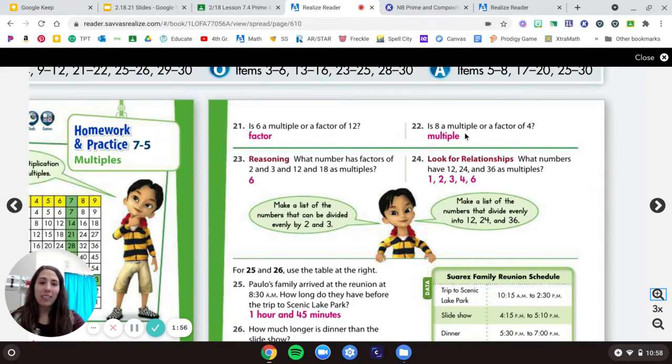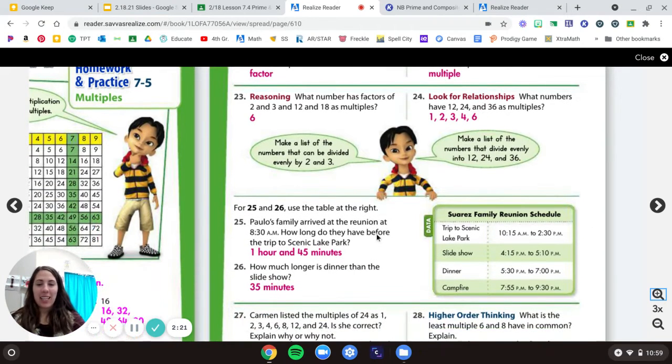22, is 8 a multiple or a factor of 4? So now we go through our multiples of 4. 4, 8, 12, well, we already had 8, so 8 is a multiple. We can double check by thinking, can we make 4 using 8? Is it a factor? Nope, we can't. Good.